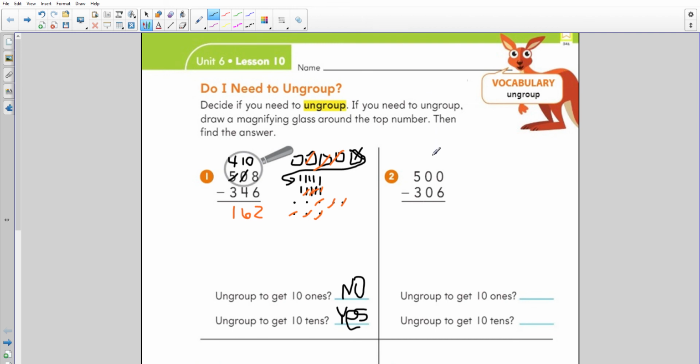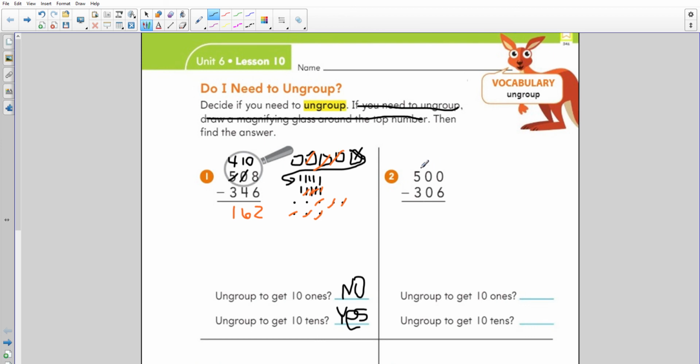Let's do one more together before you work on your independent practice today. So I'm going to look at my top number, 500. I see a 0 in the tens and a 0 in the ones. Friends, right away, this means I'm going to need to ungroup. I'm going to talk about the directions here. They said if you need to ungroup, draw a magnifying glass. No, that's just not necessary. It's also a waste of time.